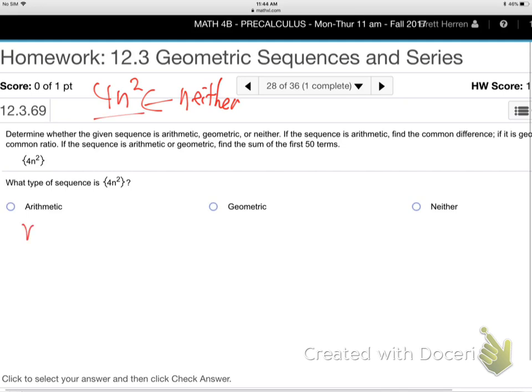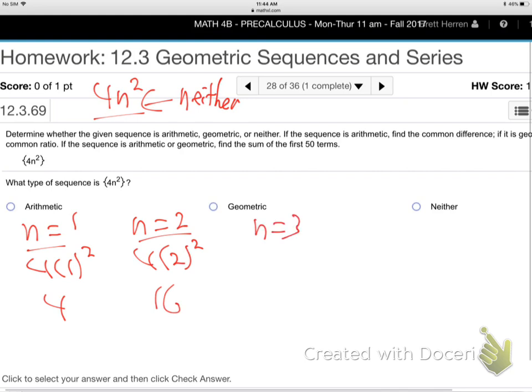You can figure it out. If you just go n equals 1, I'll show you there's no consistent jump amount. You'd get 4. Do n equals 2. You'd get, whatever, 4 times 4 is 16. Do n equals 3. So you can always just do it this way. 4 times 36.